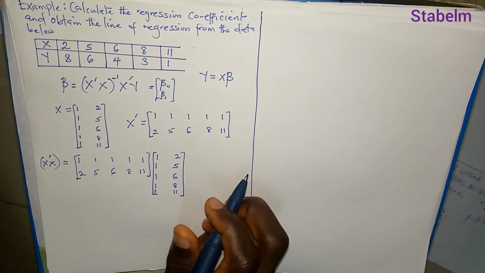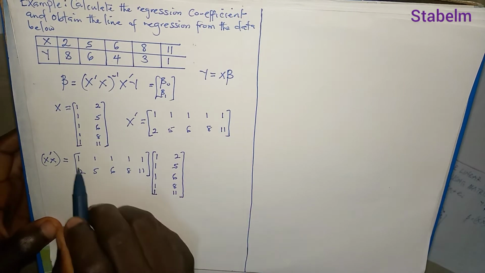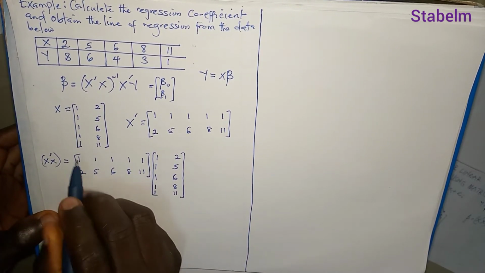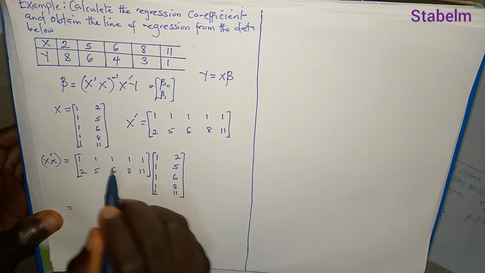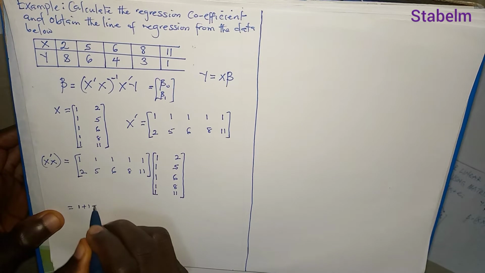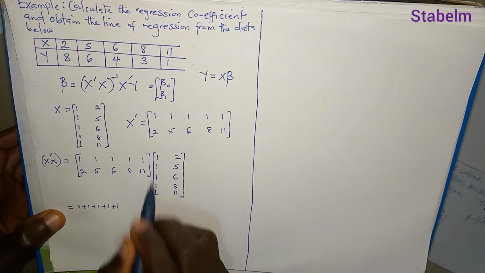So can we see that now? We're now going to multiply this by this, by this. Multiply this by this. If you multiply that by that, we're going to have 1 times 1, 1 times 1, 1 times 1, 1 times 1. Everything is going to be 1 plus 1 plus 1 plus 1 plus 1. So that's what we're going to have here.